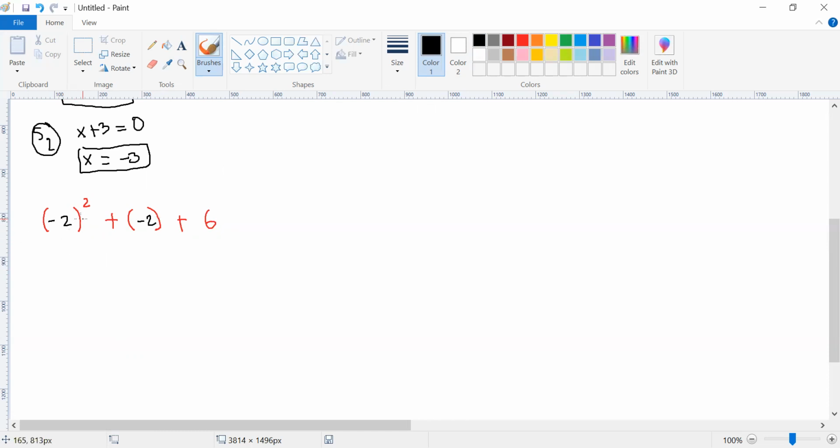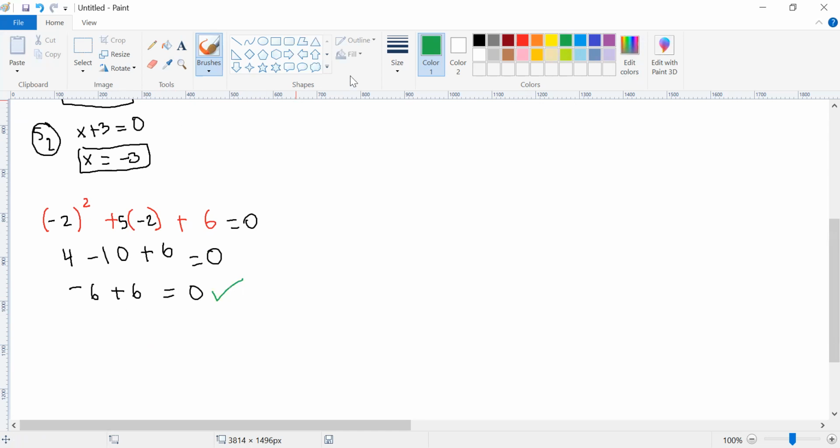So let's just solve this. Negative 2 squared is equal to 4. Oops, I'm missing a number here. I believe this number is supposed to be 5. So plus 5 times negative 2, which would be negative 10. So you can just cancel out the positive to become a negative 10. And plus 6 is equal to 0. Then 4 minus 10 is equal to negative 6. And when you add 6 to that, it gives you 0, which proves to be the correct answer.